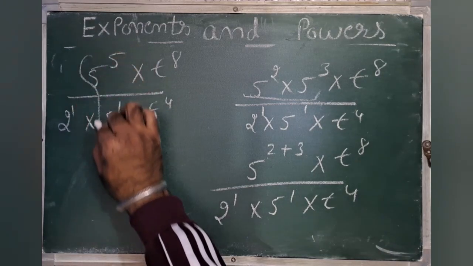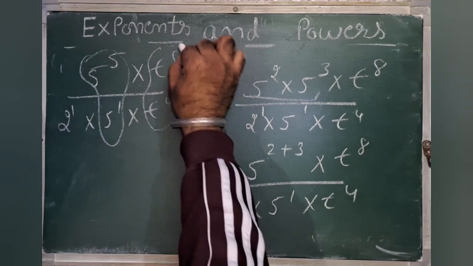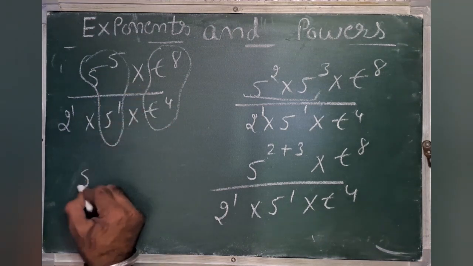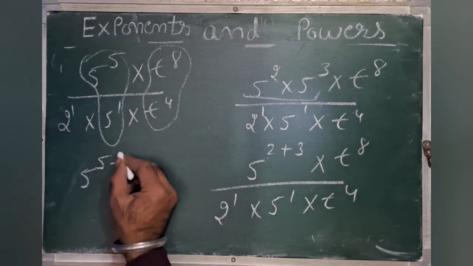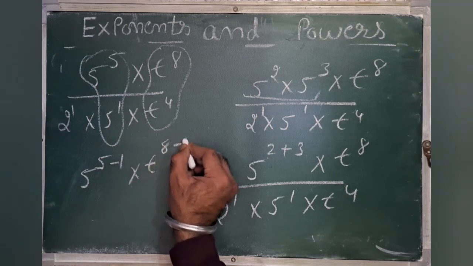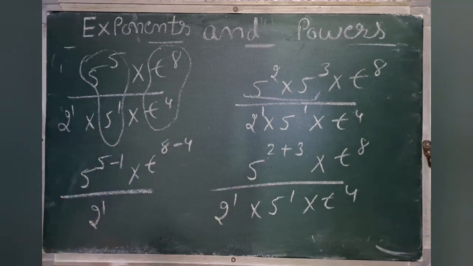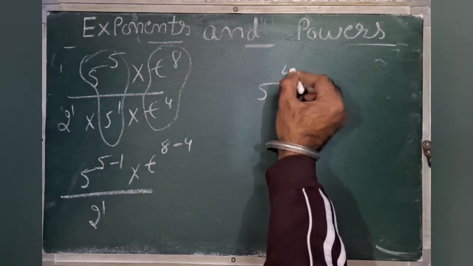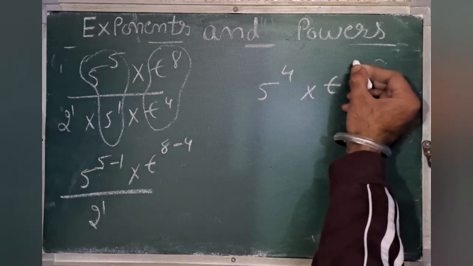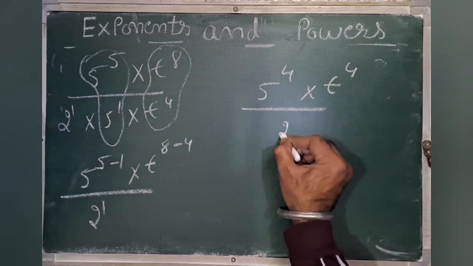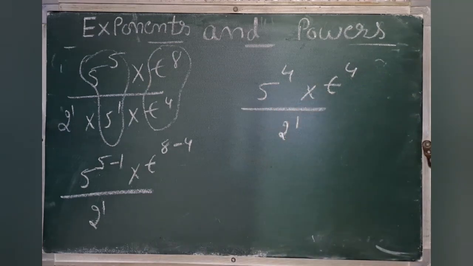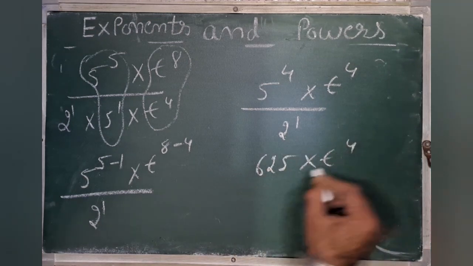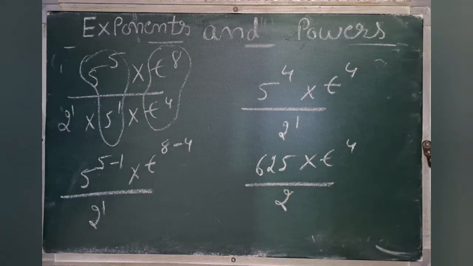Now this, you can use a power m upon a power n is a power m minus n. So this 5 minus 1 multiply t 8 minus 4 upon 2 power 1. Next 5 minus 1 is 4 and 8 minus 4 is 4 upon 2. So 5 power 4, 5 multiply 5 multiply 5 multiply 5, that is 625, multiply t power 4 upon 2. This is your answer.